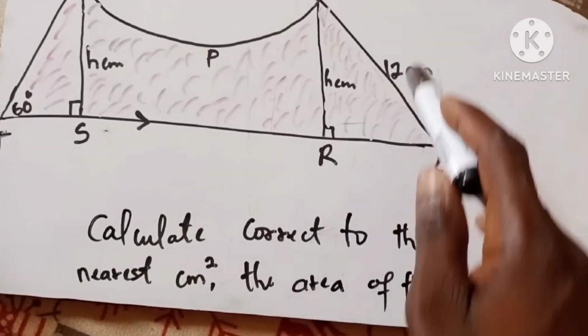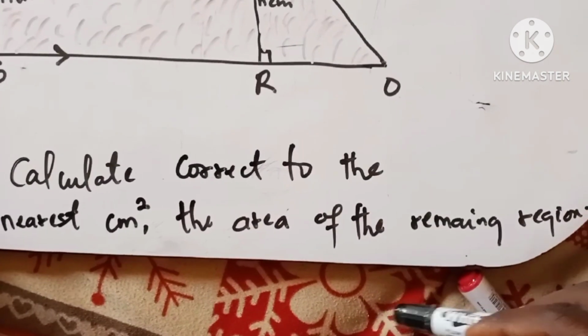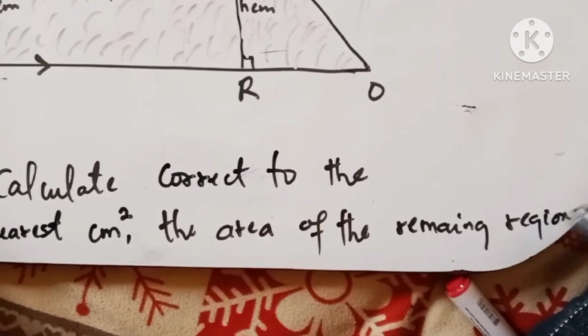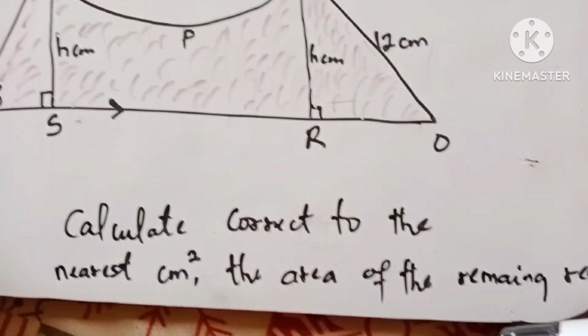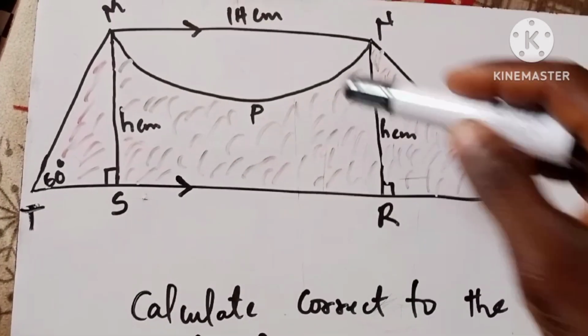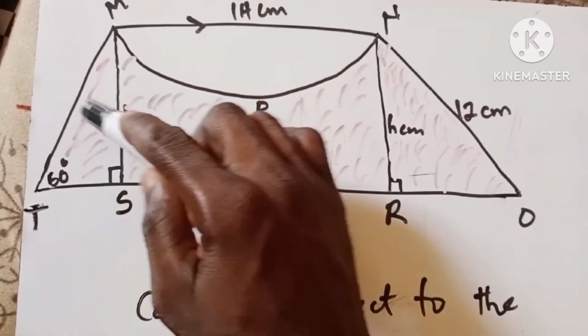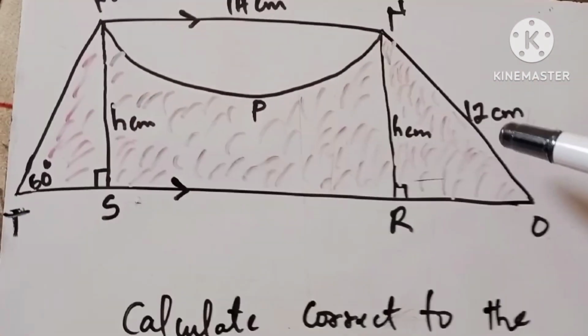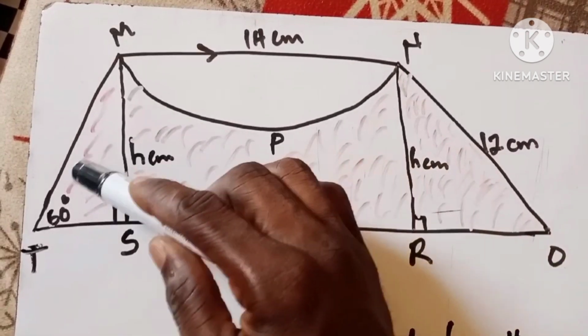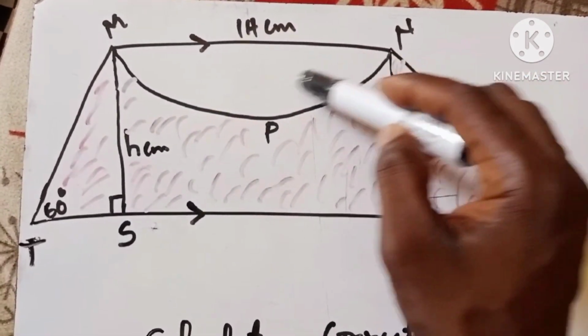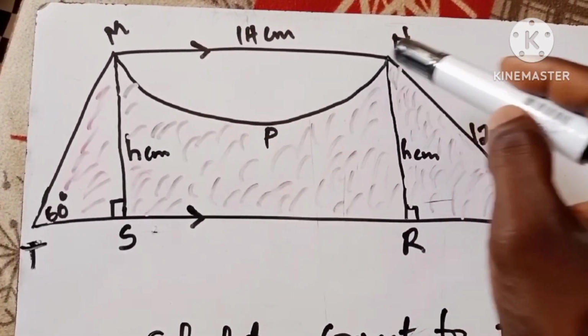meaning that all the measurements are in centimeters, the area of the remaining region, or maybe the remaining portion. That's what the question is. You see that all the other parts have been shaded, right? So all the other parts of the trapezium have been shaded except this one. So you want to determine the area of this part.